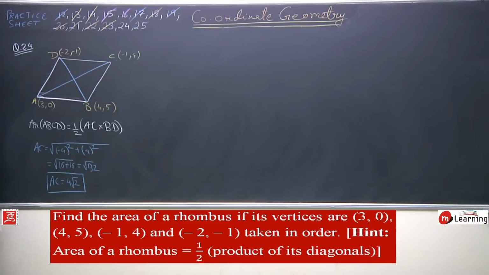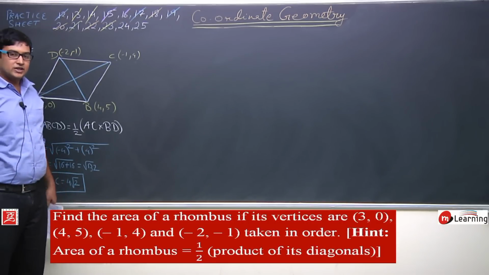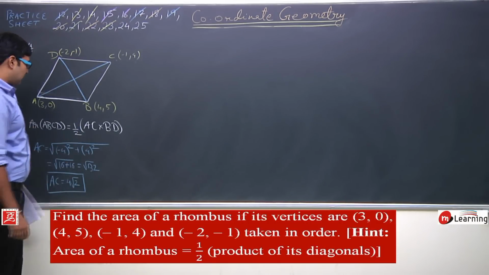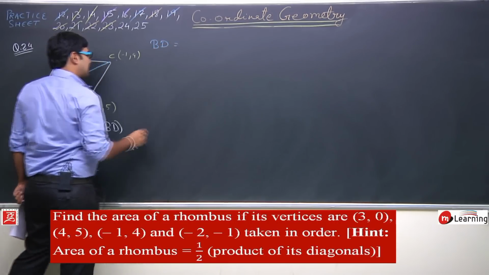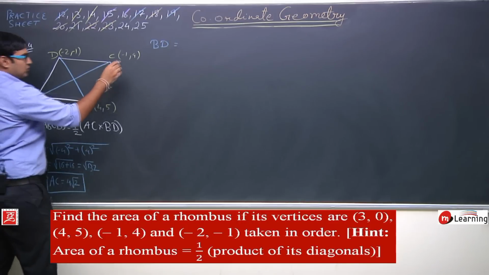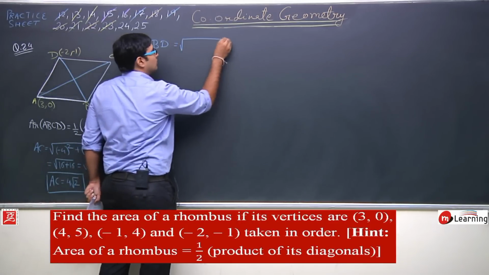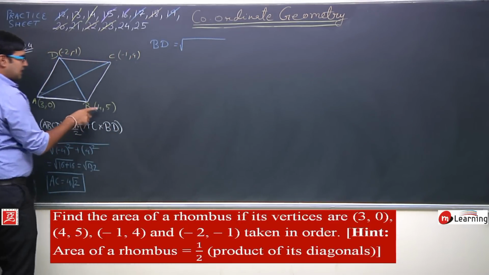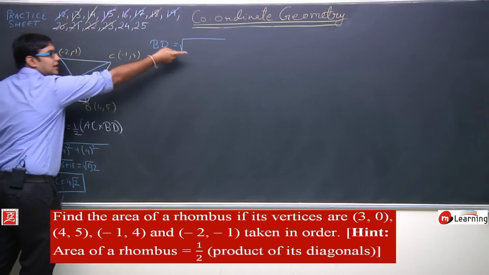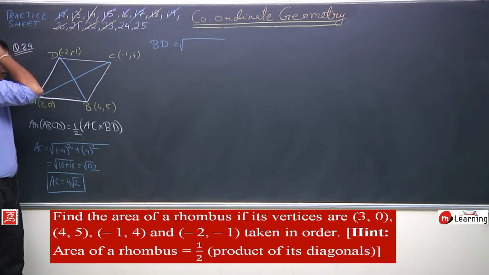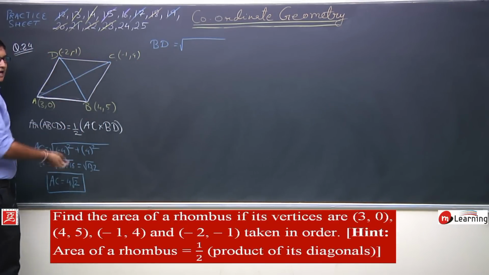So AC is equal to 4 root 2 units. Now what about BD? You can similarly calculate the length of BD. BD is equal to square root of, now here this will be x1 y1, this will be x2 y2, because D is behind B. D comes after B, and B comes first.